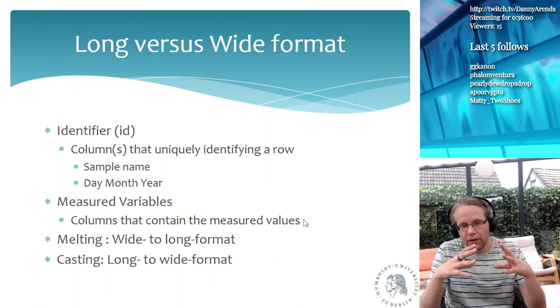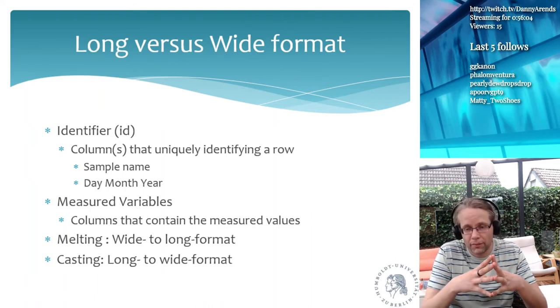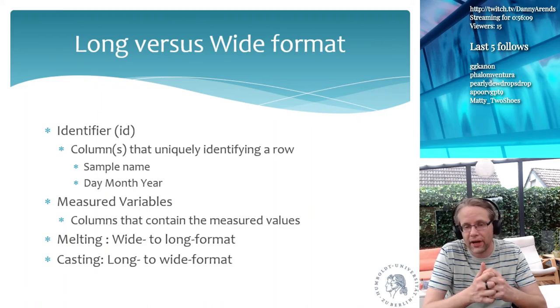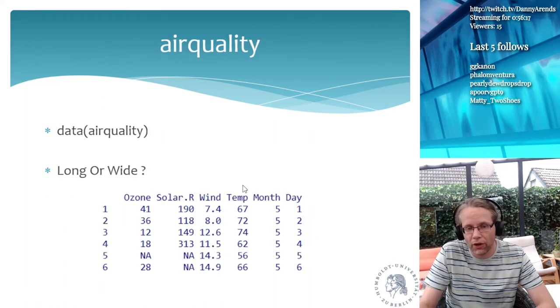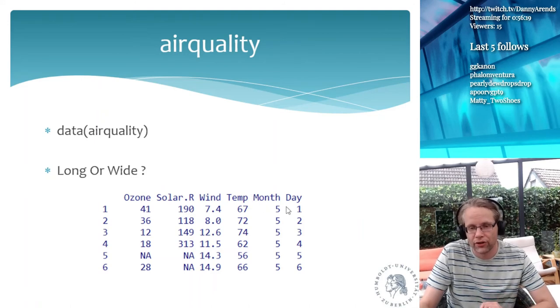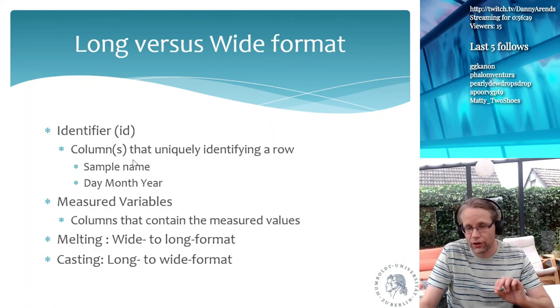All right, so how do you recognize these things? You always have identifier columns, because data has been measured, so there are always columns needed to uniquely identify a row. For example, the sample name, the date, the month, or the year at which it was measured. When we look at the air quality data set, we have two ID, so identity columns. We need the day and the month column to uniquely identify a single measurement. That is what we first need to do ourselves: identify these two columns that uniquely identify a measurement.